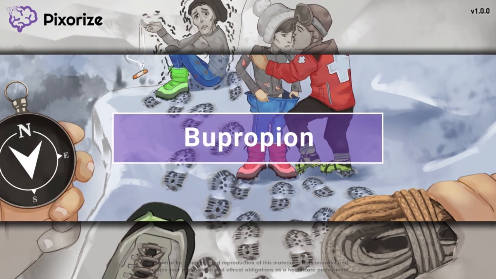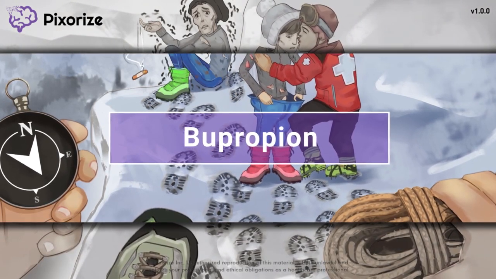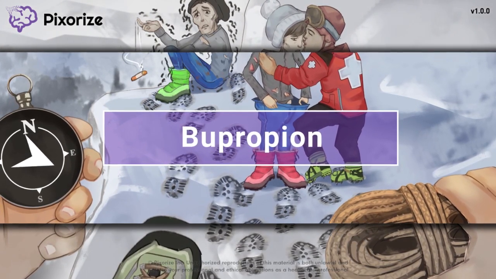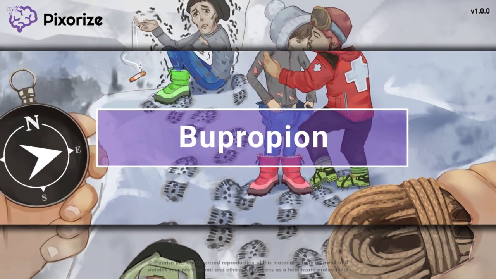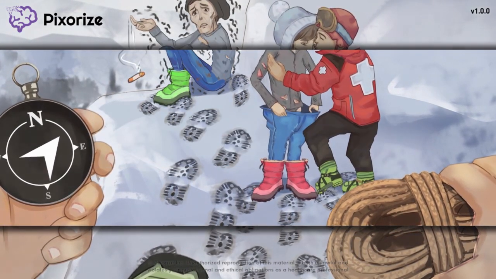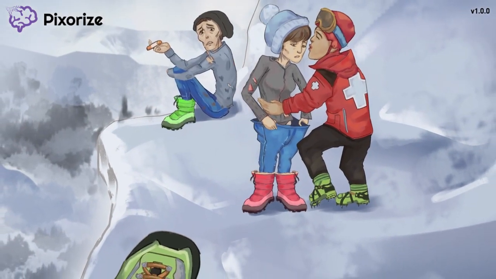Bupropion is a medication that is used to treat depression and related mood disorders. It increases the levels of dopamine and norepinephrine in the synapse to mediate their effects. In this mnemonic video, I'll share my visual way to remember bupropion, its mechanism of action, clinical indications, and side effects. I just got word that 2 climbers were lost in the snowy mountains.